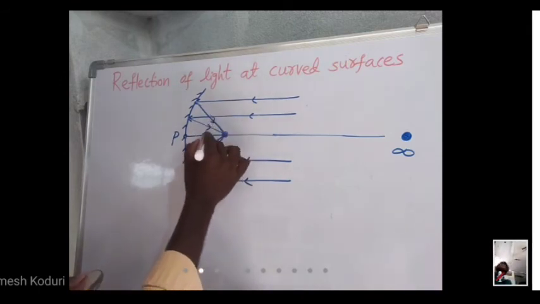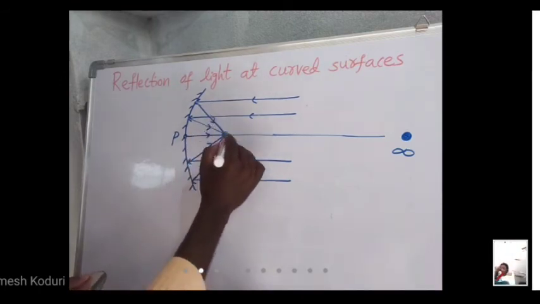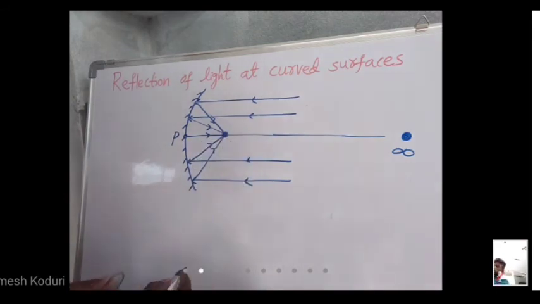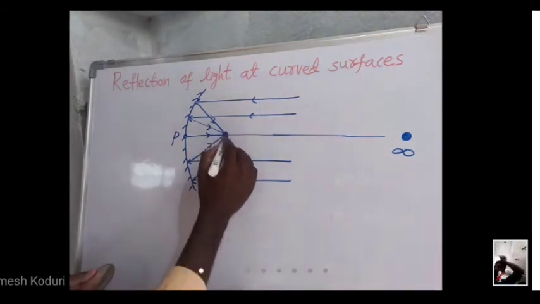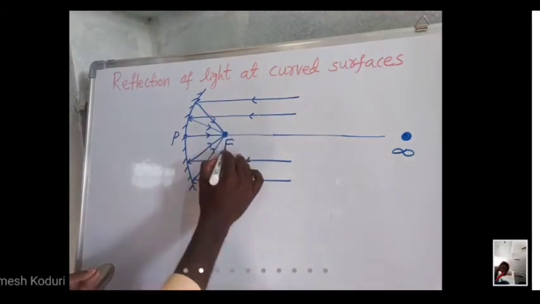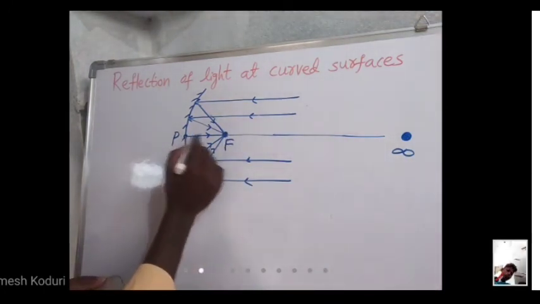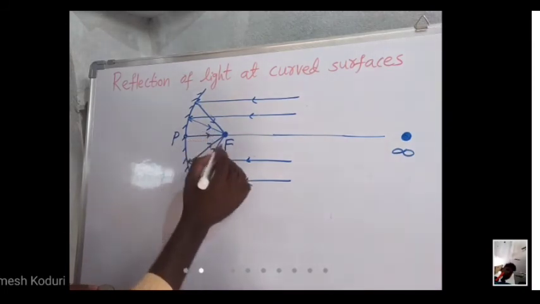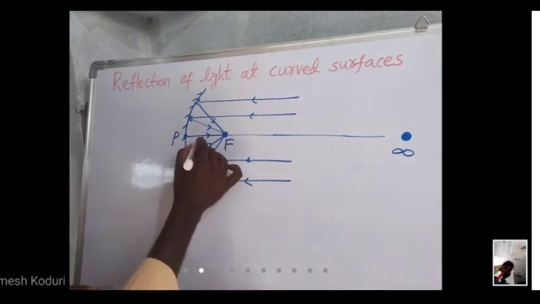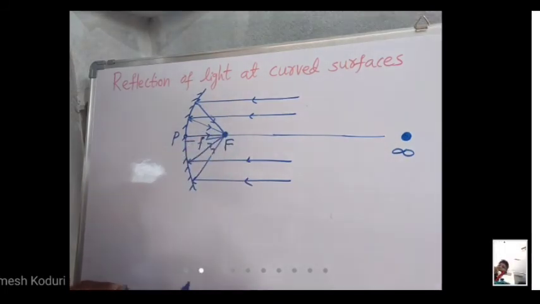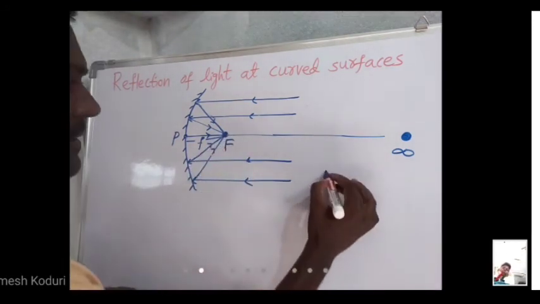These are the reflected light rays. They converge at a point. This point is called the focus. The distance between the pole and the focus is called the focal length. This distance is the focal length, small f, and this point is the focus or focal point.